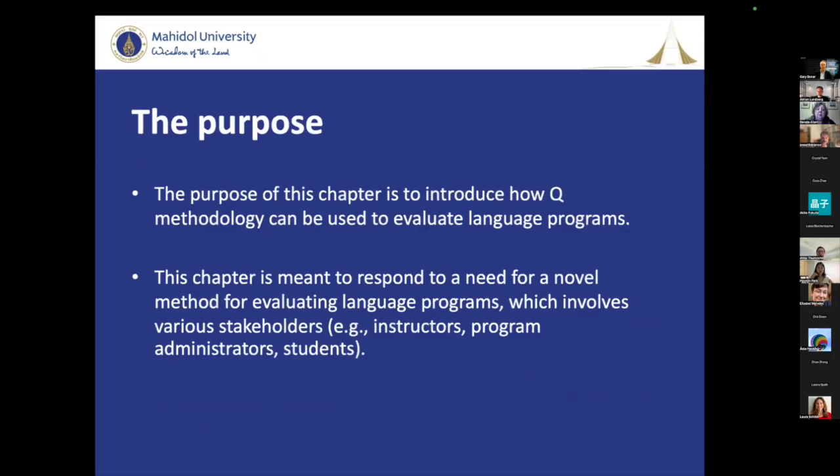And as I mentioned before, this chapter is not research. So the purpose is to explicitly introduce Q methodology as a tool for program evaluation, and is meant to respond to a need for different approaches for language program evaluations, which involve various stakeholders. Because Q methodology can be designed in the way that it involves various stakeholders, not just students, but also instructors, program administrators, and students.